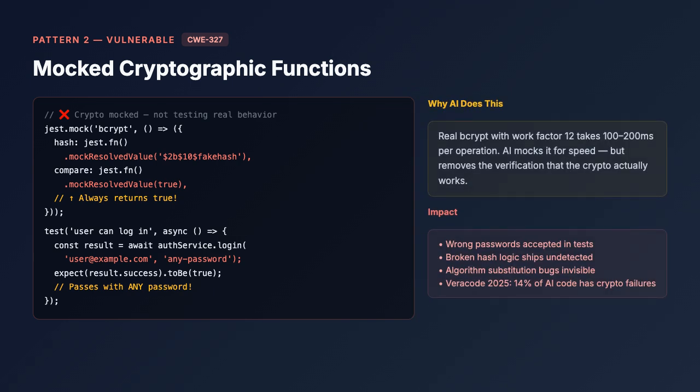Why does AI do this? Real bcrypt with a work factor of 12 takes 100 to 200 milliseconds per operation. That slowness is a security feature because it makes brute force attacks expensive. AI mocks it for speed, but removes verification that the crypto actually works. The impact is severe. Wrong passwords are accepted in tests, broken hash logic ships undetected. Algorithm substitution bugs are invisible. And according to Veracode 2025, 14% of AI-generated code has cryptographic failures, even among models that otherwise handle crypto correctly.